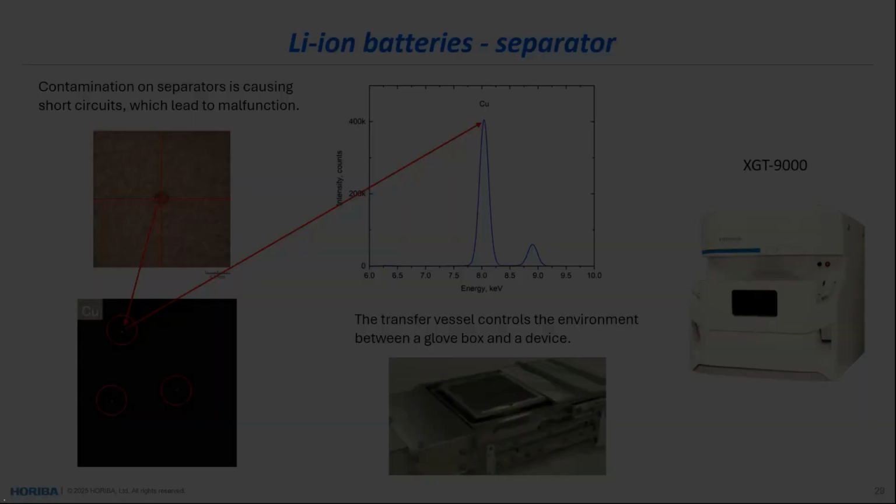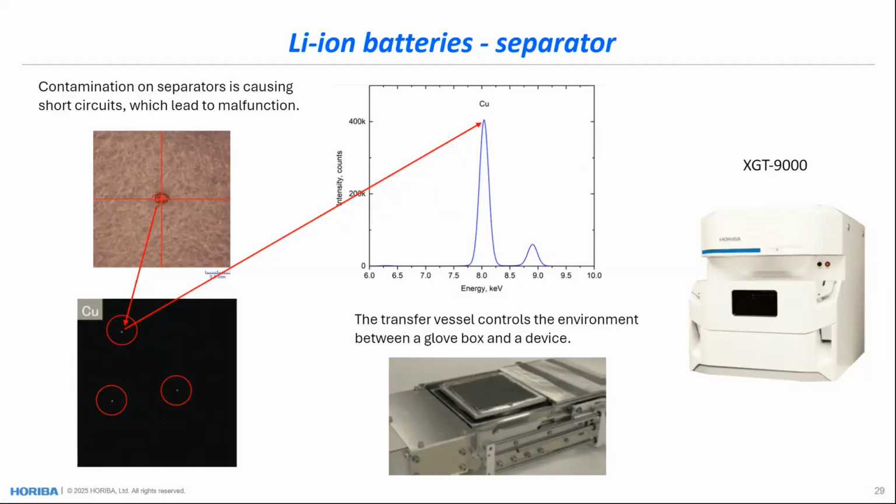Now we can switch our gear to the separator, which is very important, and this is an actual separator. When you do the mapping, we can see a bright spot which corresponds to copper. And this copper may cause some problems in the electrode assembly.